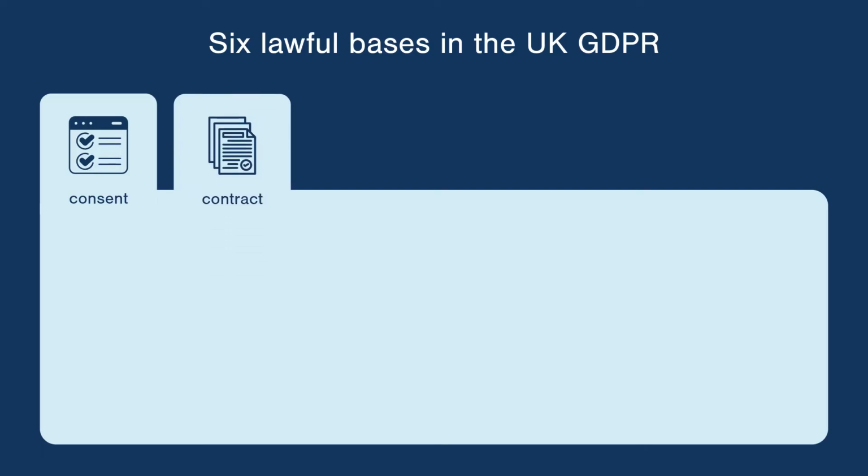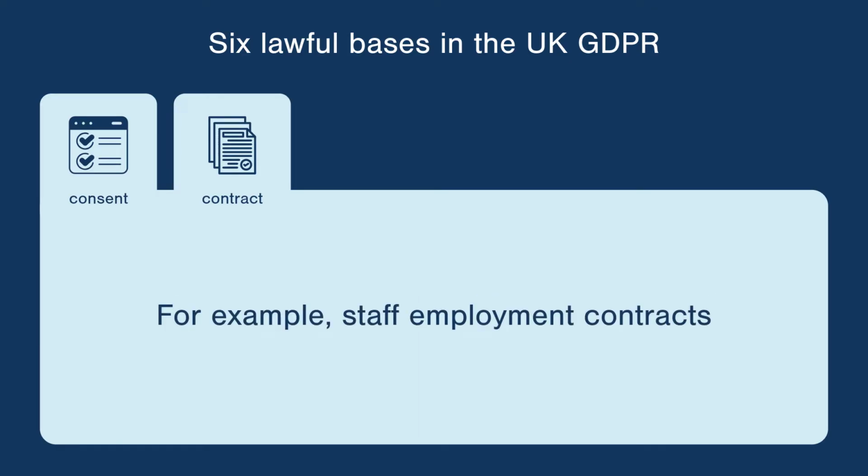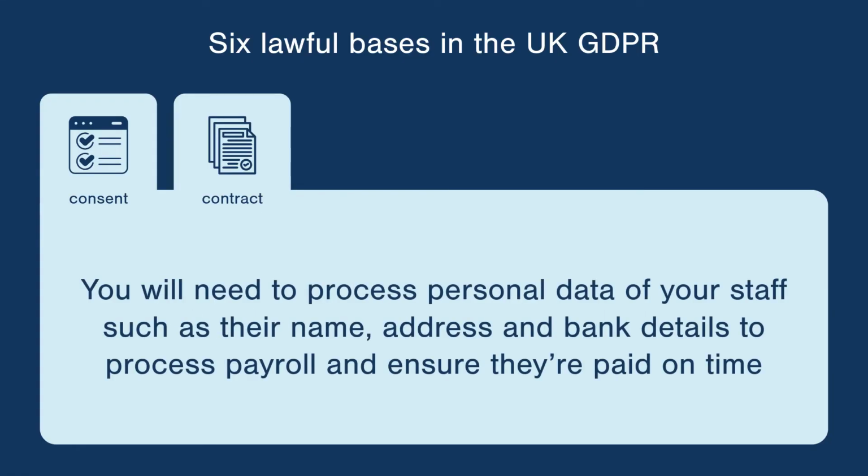Next is contract. You might use this when you're doing something that's part of, or needed to enter into, a contract. For example, staff employment contracts. You will need to process personal data of your staff, such as their name, address, and bank details, to process payroll and ensure they're paid on time.